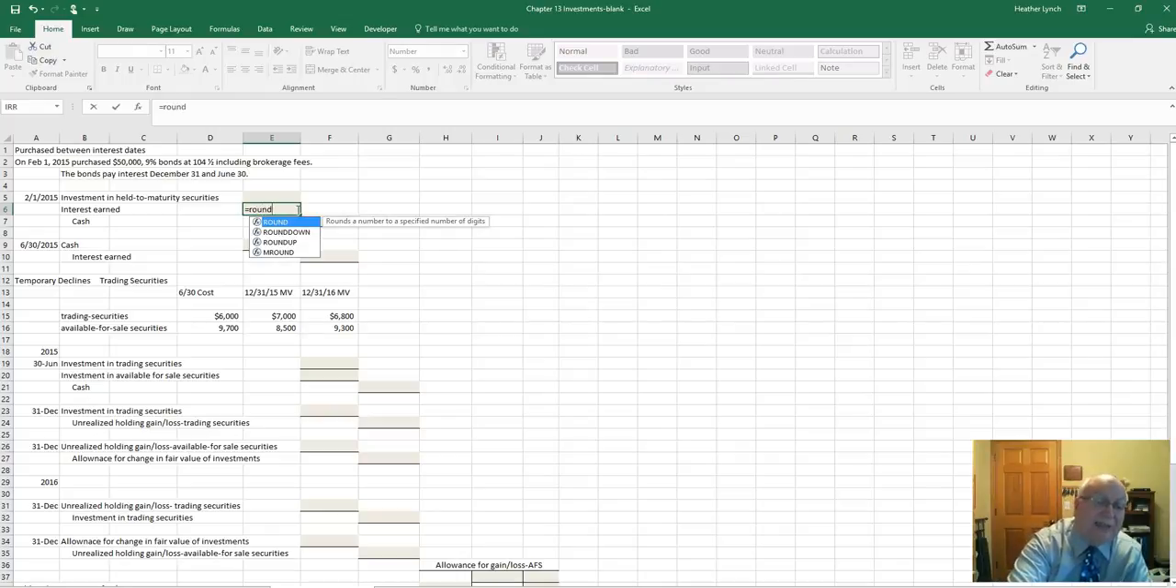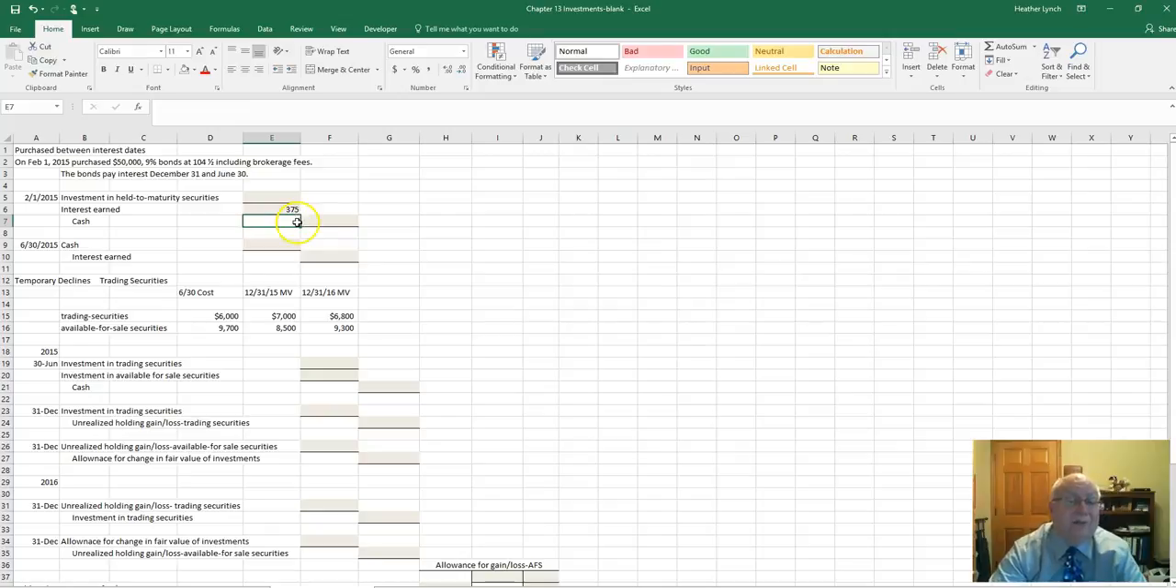Okay, now it's a debit because you're paying it ahead of time, because you have to pay them 1 month's worth of interest. So equal round, and you purchased $50,000 worth of bonds times 0.09 divided by 12, and then comma 2, or $375.